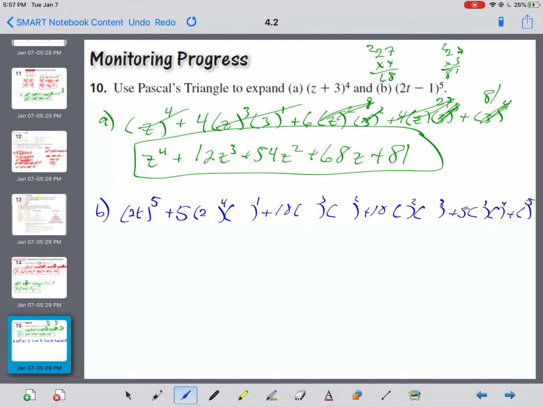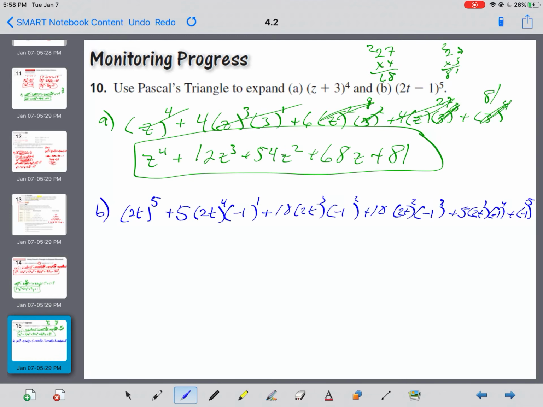What are we plugging in? 2t and a -1. Take the sign with it. You don't have to worry about what signs you put anywhere. Now negatives make a difference, especially on the odds. So make sure you settle those right.